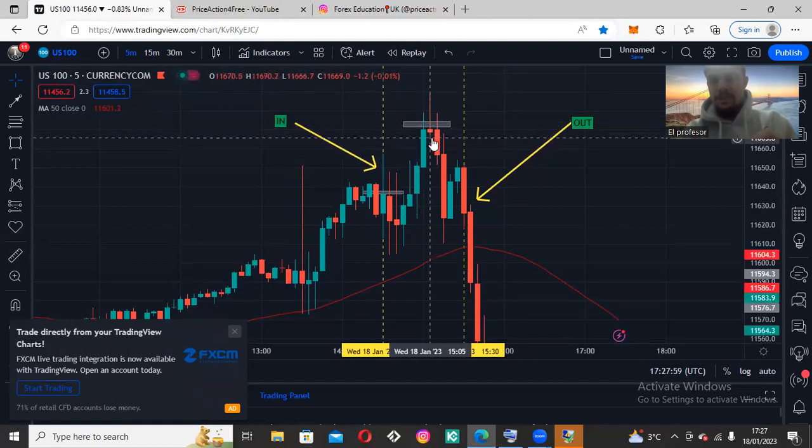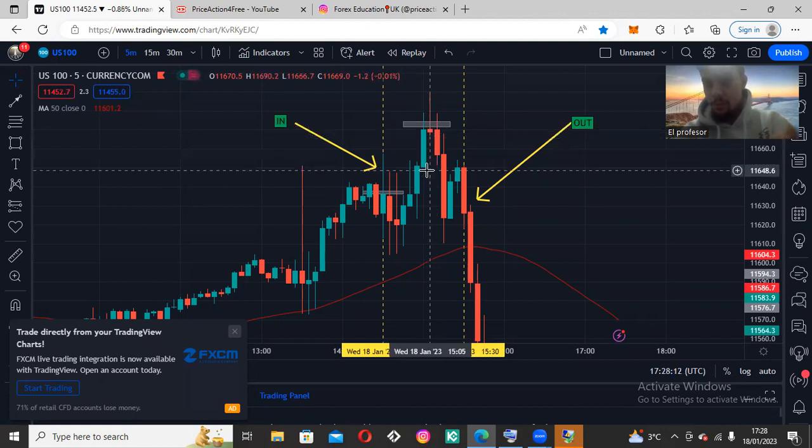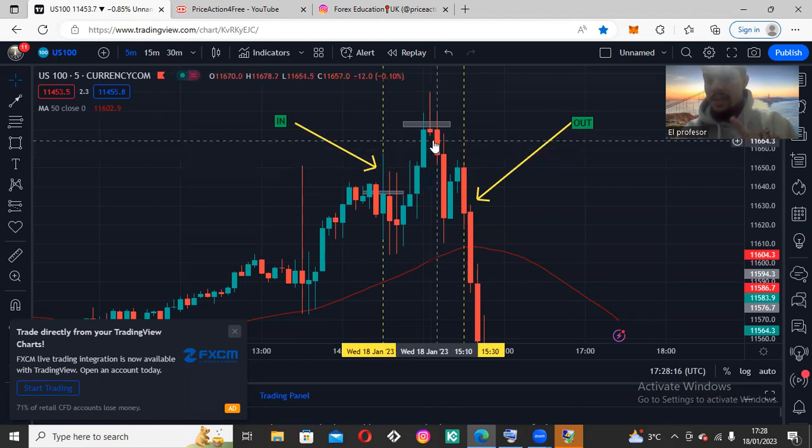But as you can see, we have a resistance. Yes, that's the first confirmation. But this candle did not break this low. Okay. But we have another confirmation. What is the confirmation? I'll give you 5 seconds.